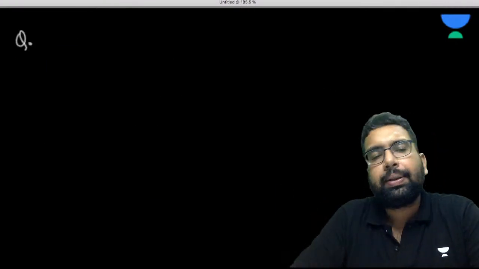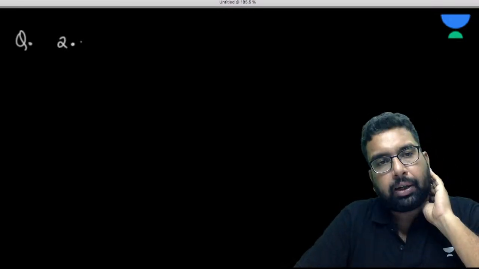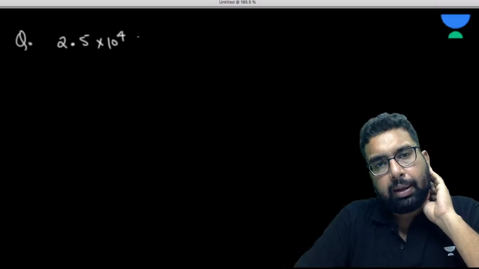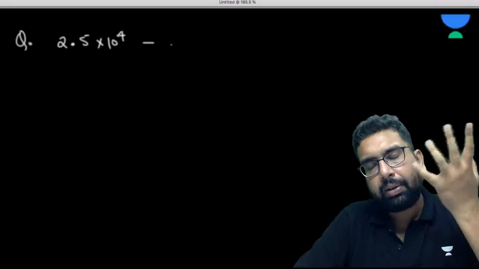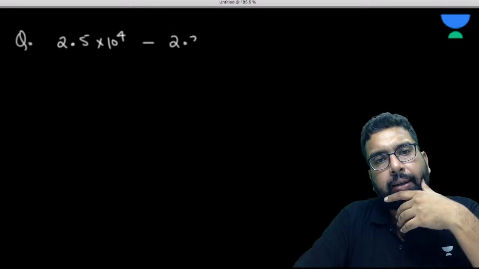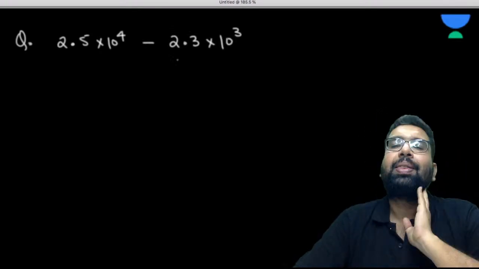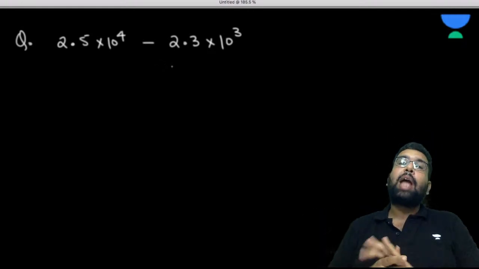Now let's take one more case. Let's suppose we have 2.5 into 10 to the power 4 minus, we have done addition a lot, minus 2.3 into 10 to the power 3. So how are we going to do that?